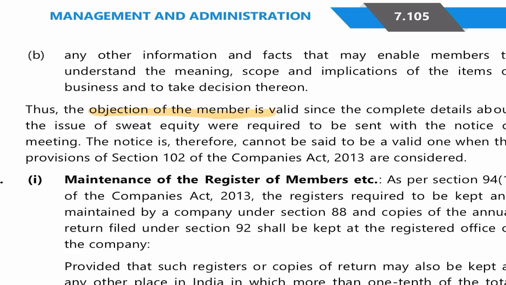Thus, the objection of the member is valid since the complete details about the issue of shares were required to be sent with the notice of the meeting. The notice therefore cannot be said to be a valid one when the provisions of Section 102 of the Companies Act 2013 are considered. भाई समझा ना तुमको?